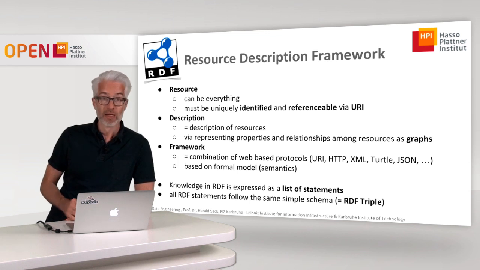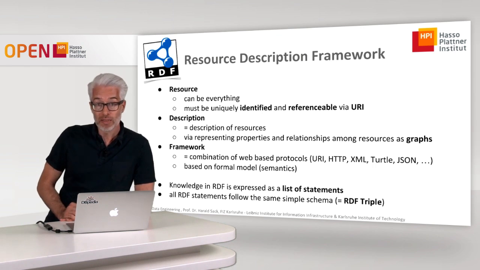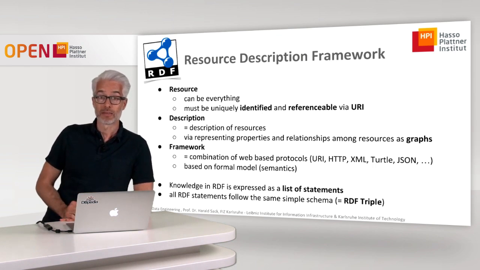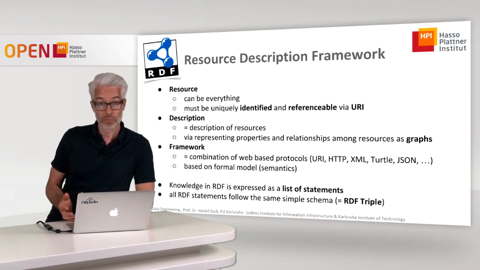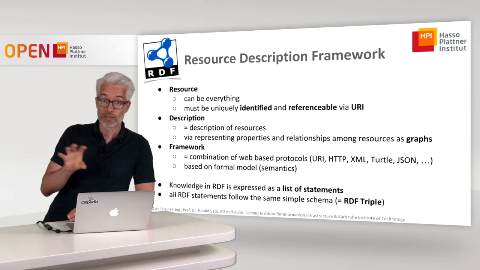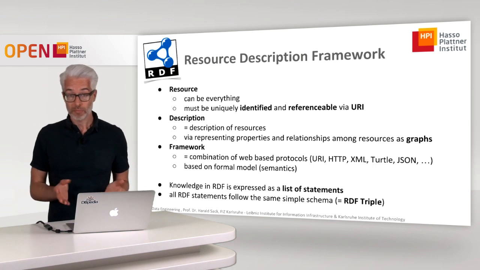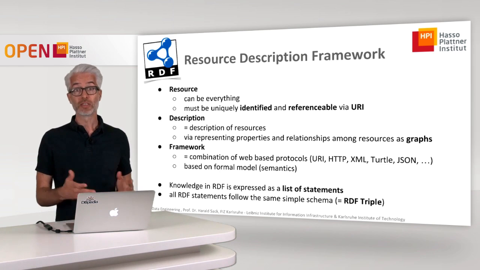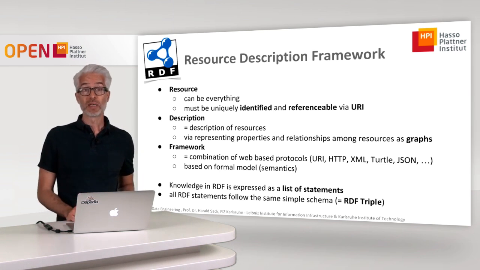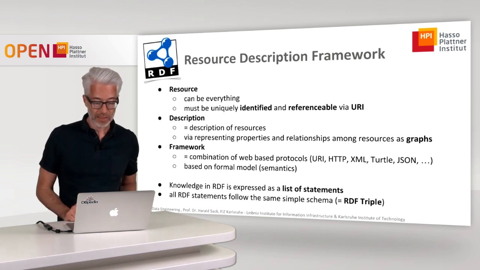We have already seen that. And then you have a framework, which means based on the web protocols, like for example HTTP, and of course other protocols and standards like URI, XML, Turtle, JSON, and so on. You have a combination of web-based protocols which form the basic building blocks and framework of RDF, so it relies upon other kinds of web technology. And what is also very important, you have a formal model, a formal semantics. This formal semantics gives RDF more power than a traditional data definition language, because you will be able to draw valid and sound conclusions. We will come back to that later on.